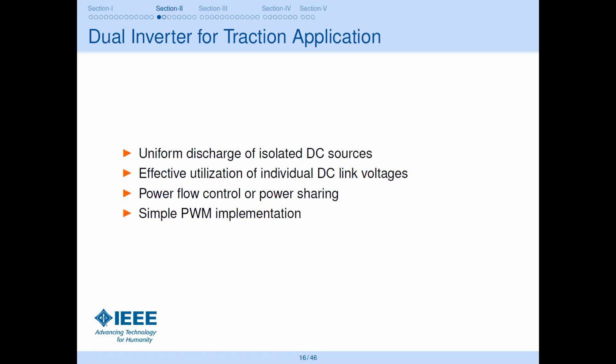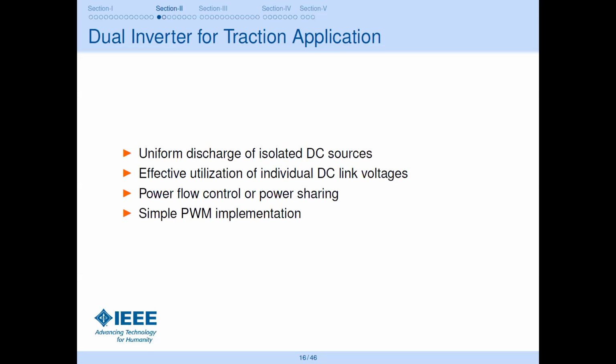What is the requirement? You have to have a uniform discharge of both the isolated DC sources. It couldn't be possible that one DC source is being more discharged and the other one is less discharged. So it cannot be possible. You should have a uniform discharge of both the isolated DC sources. Both should be effectively utilized in the DC link voltages.